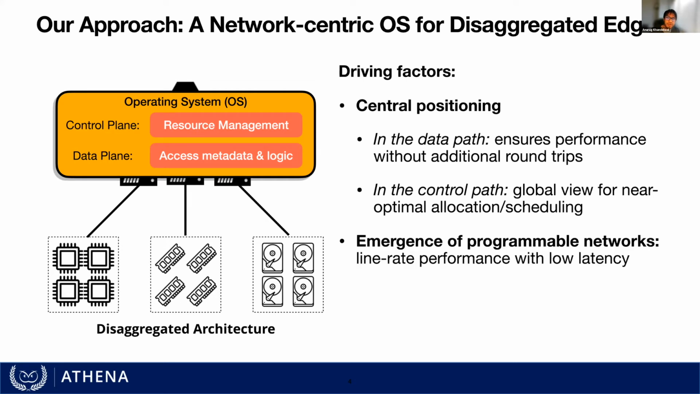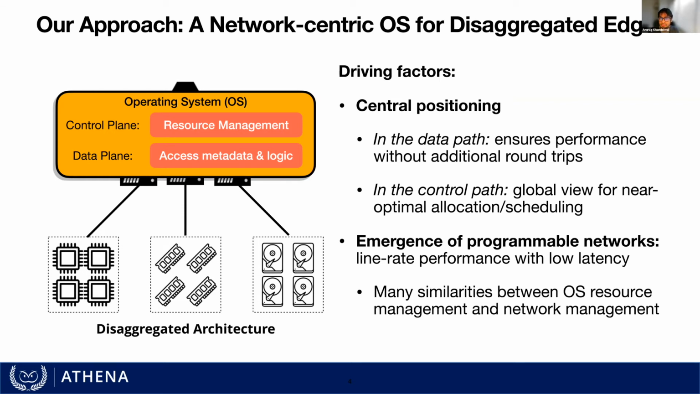And the other driving factor that has made it feasible and actually realizable today is the emergence of programmable networks, which can facilitate line rate performance for resource access and resource access logic with very low latencies. And another observation that we exploit is that there are many similarities between the way operating systems perform resource management and the way network performance management works, right? So SDN and the technologies that have developed in the last decade or so to manage networks share a lot of similarities with how operating systems manage resources.